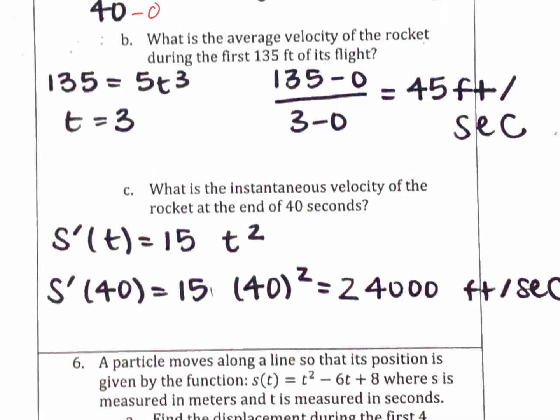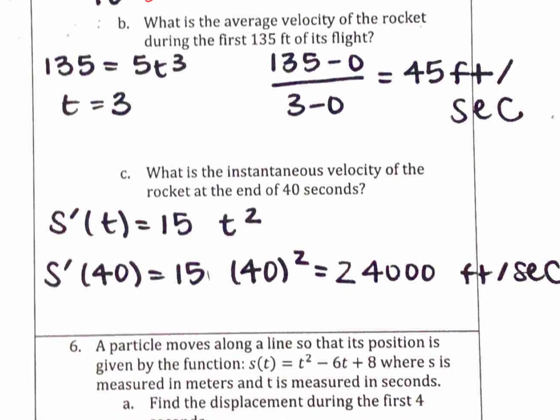What is the instantaneous velocity? Well, again, instantaneous, find the derivative. So the derivative of the function 5t cubed is 15t squared. And if we want to know what is the instantaneous at the end of that 40-second interval, so I want to know on that 40th second, how fast is this traveling? Well, I just plug in 40 for the derivative, and we'd get 24,000 feet per second.